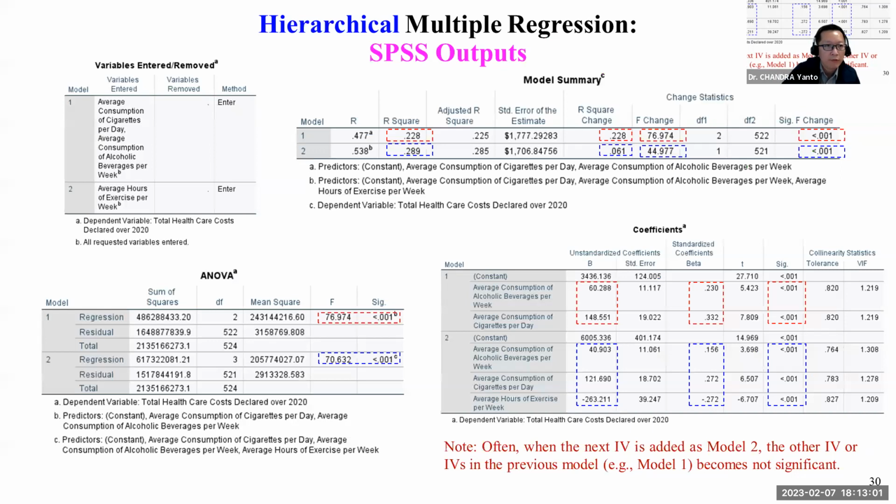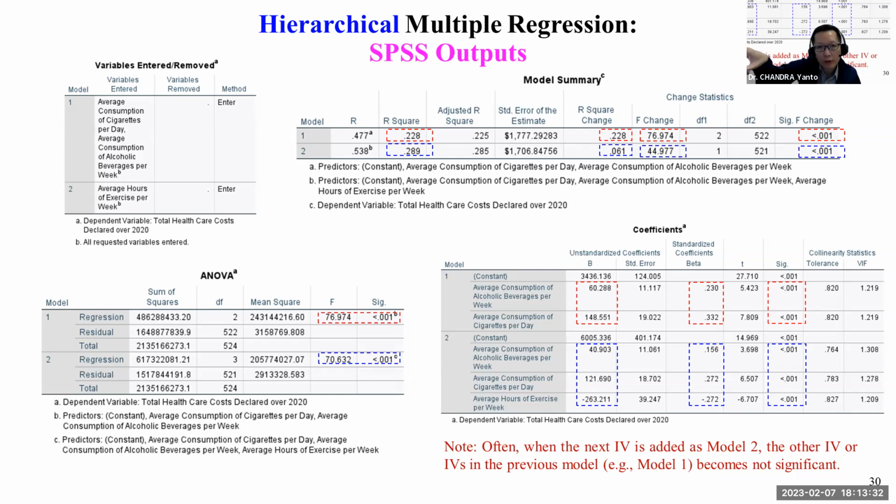So this is an example of that from that data set. So it shows you which variables were entered. So look at that, model one. Look at what your dependent variable is. Dependent variable is total healthcare cost. Look at model one. You include consumption of cigarettes, consumption of alcohol, right? And then that's step one, or model one. And step two, model two, you include the exercise per week.